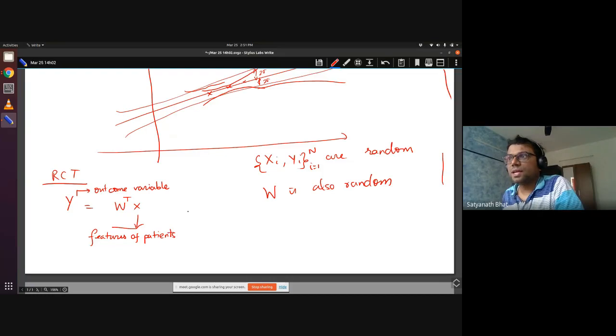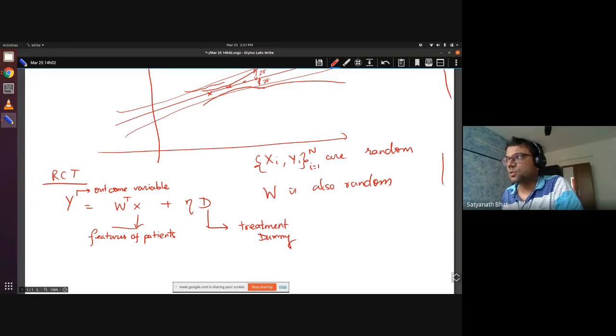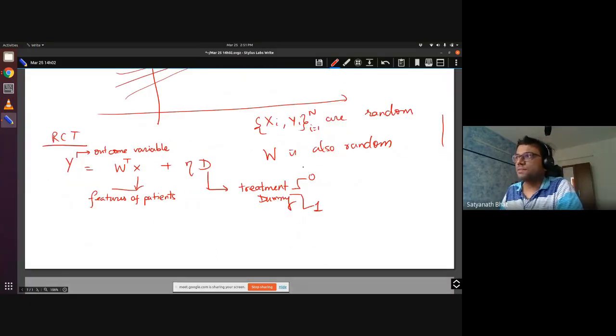Then you will have a treatment dummy variable. This is called a treatment dummy variable D. And then you will have, maybe, some eta times D. This is your treatment dummy. So what is this? This will be 0 or 1 depending upon whether that particular patient has been administered the drug or not.